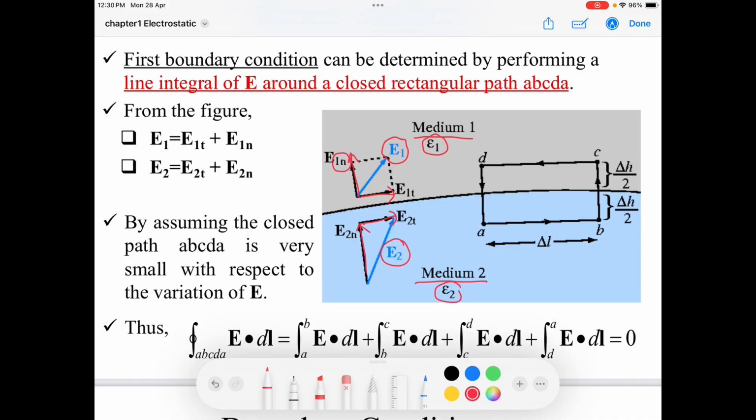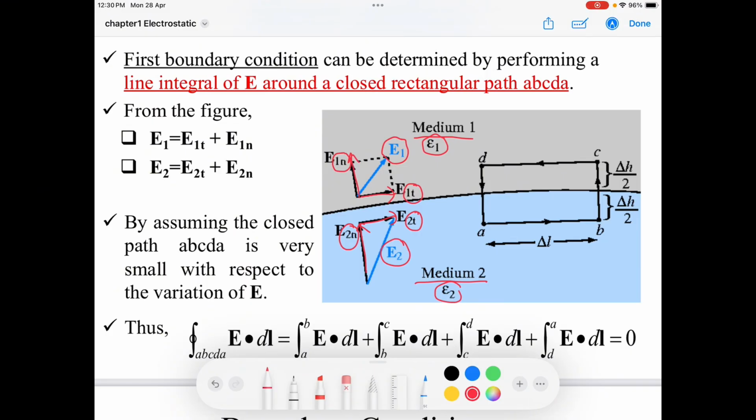If it is E1N, it means this is the normal electric field in medium 1, and this is the tangential electric field in medium 1, and this is the tangential electric field in medium 2, and this one is for medium 2, normal components. You can see how it is labeled.